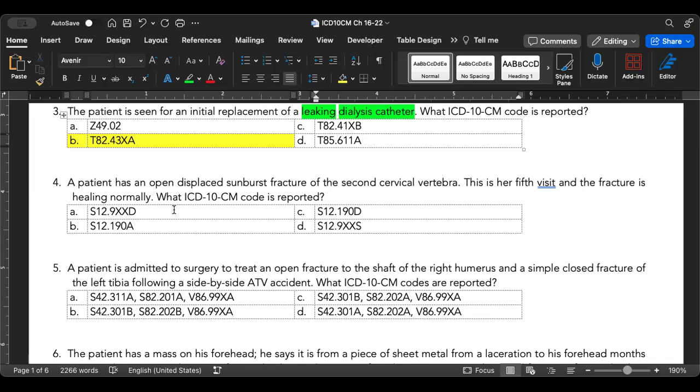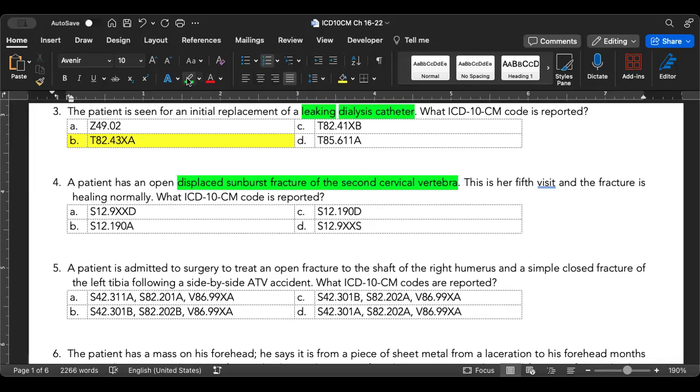Yep, S12.190. So you'll go underneath specified type. So let's go to S12.190. So S12.190 is other displaced fracture of the second cervical vertebrae. So that gives us the code for the displaced sunburst fracture of the second cervical vertebrae.